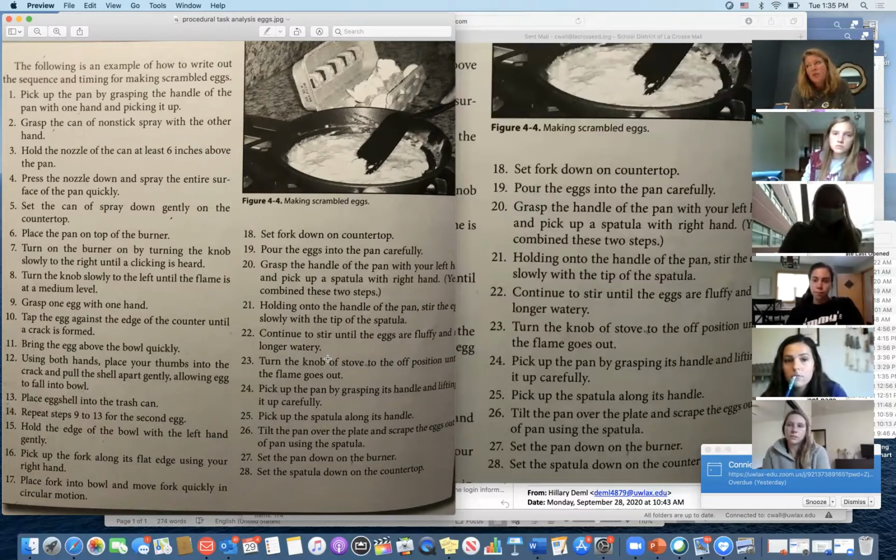It says 1:35 now, so until 1:40, I'll break you off into groups and you can spend a few minutes talking about how you would write up hand washing. If you wanted to look at that example, it's on your module. Otherwise, I'm going to send you into breakout rooms.